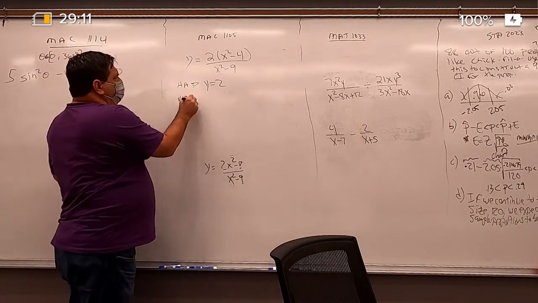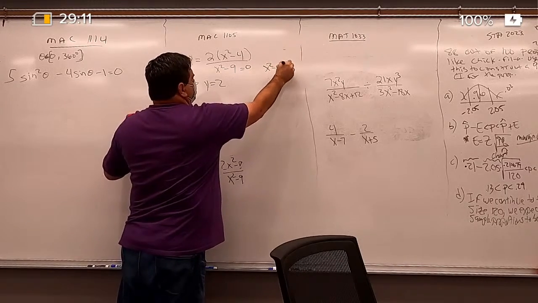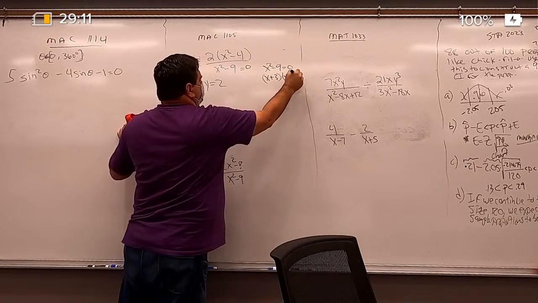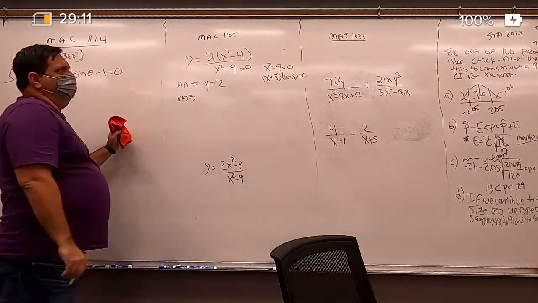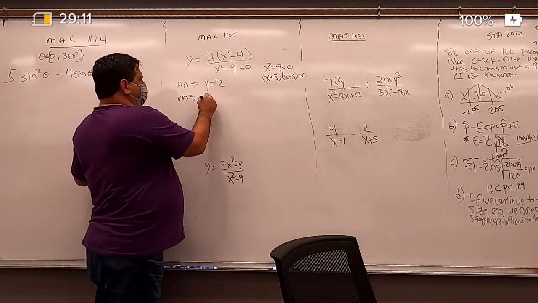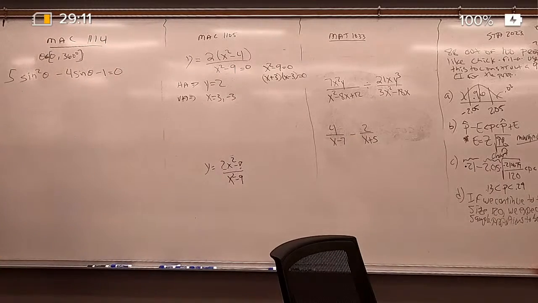Vertical asymptote, set the bottom equal to 0. So you factor that. Okay. So it is 3 and negative 3. This is B. All right. It is 3 and negative 3.